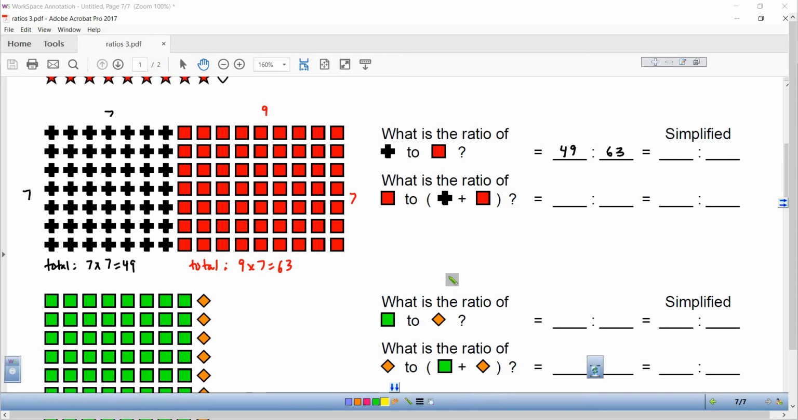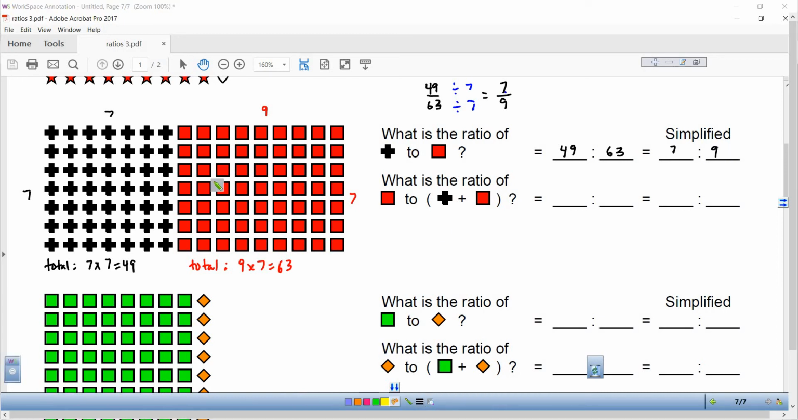Okay, but if I want to simplify it, again, if I didn't have the picture, and you're welcome to do it this way if you want to, I would say, what do I know that goes into both 49 and 63? What is my common factor? Well, again, it really helps to know your times tables. 7 times 7 is 49, and 7 times 9 is 63. We're dividing both of them by 7. And when we do that, what do we get? 49 divided by 7 is 7, and 63 divided by 7 is 9. And so the simplified version is going to be 7 to 9.